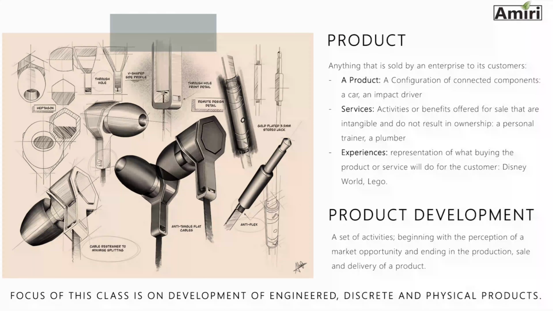In this course specifically, when we say product, we mean the first definition of product, and that's a physical, engineered, discrete, and physical product that is sold to a customer.